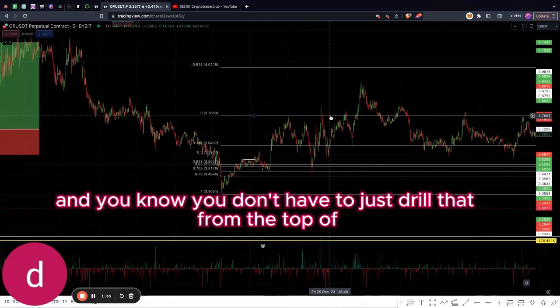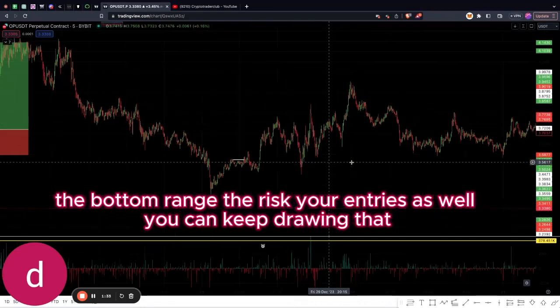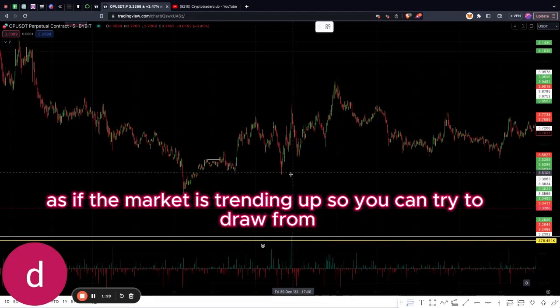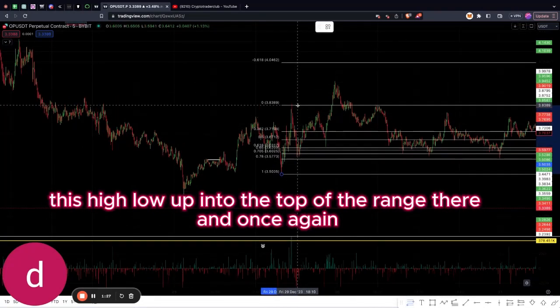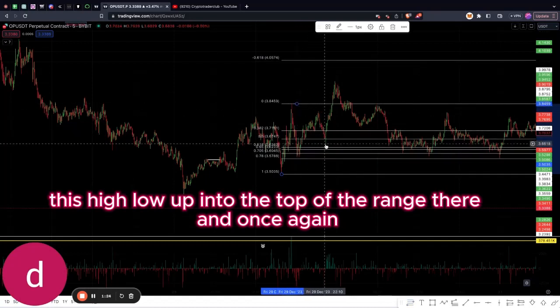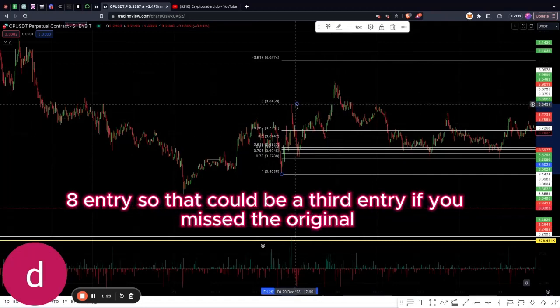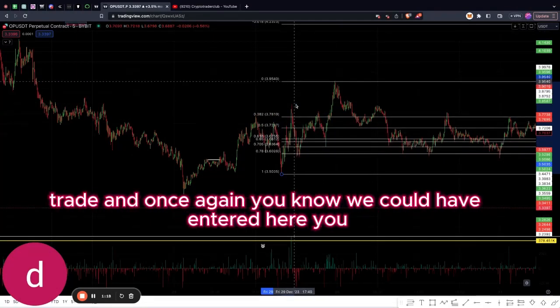And you don't have to just draw that from the top to the bottom of the range. For the riskier entries, you can keep drawing that as the market's trending up. So you can draw from this higher low up into the top of the range there. And once again, what do you get? You get another, just slightly before, but another 0.618 entry. So that could be your third entry if you missed the original trade.